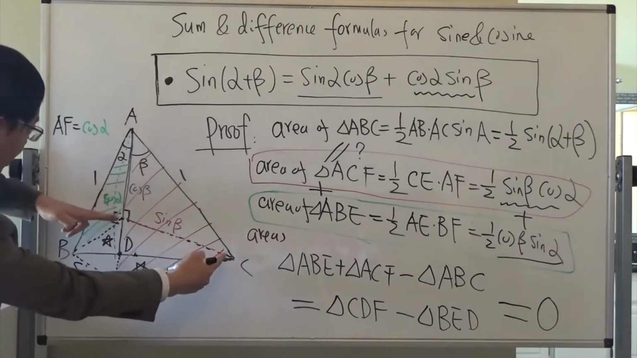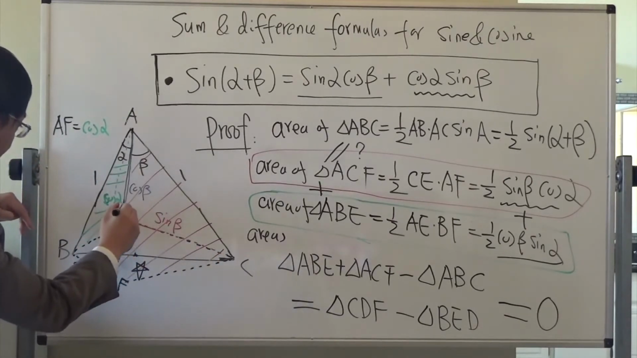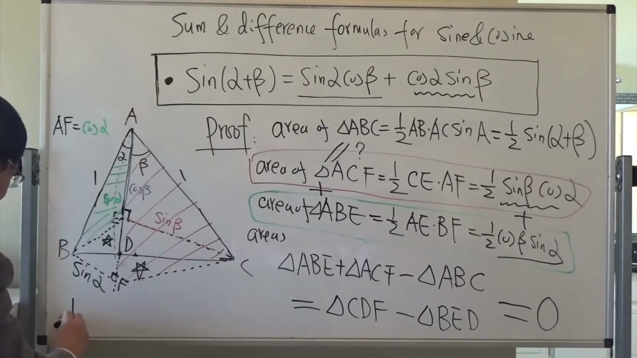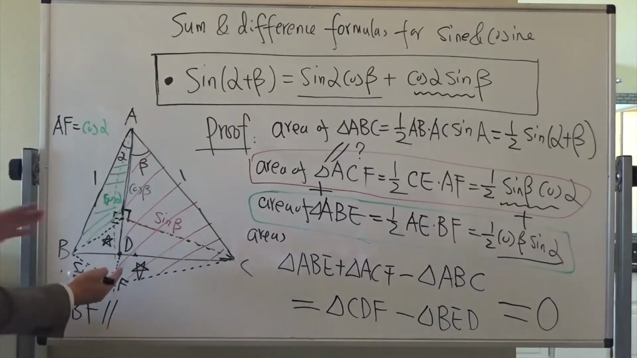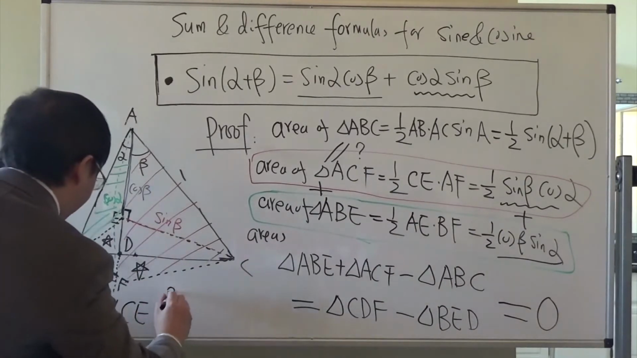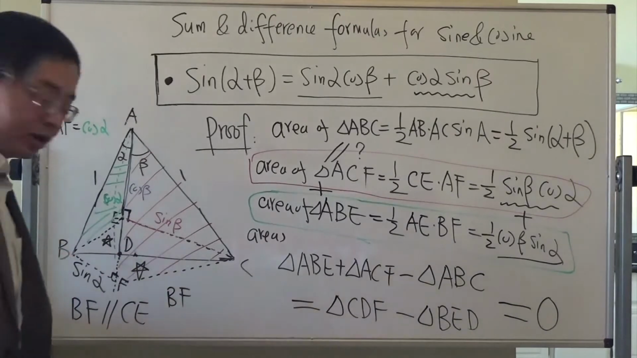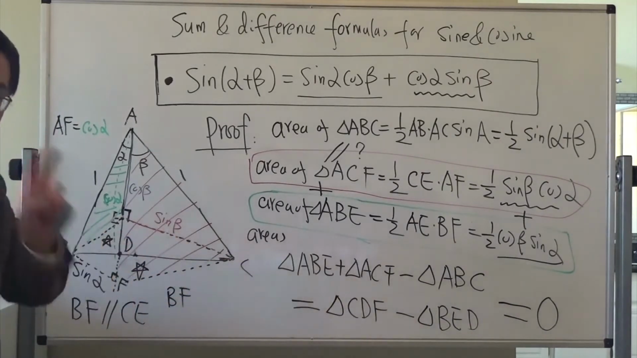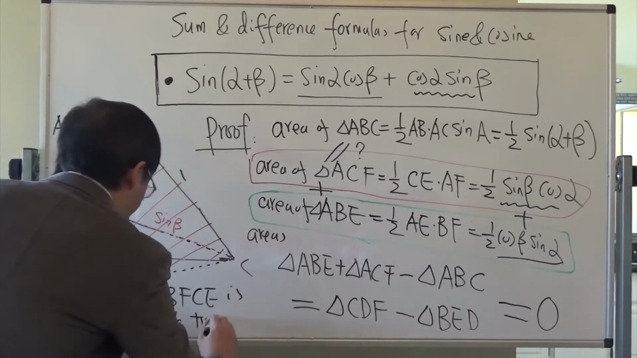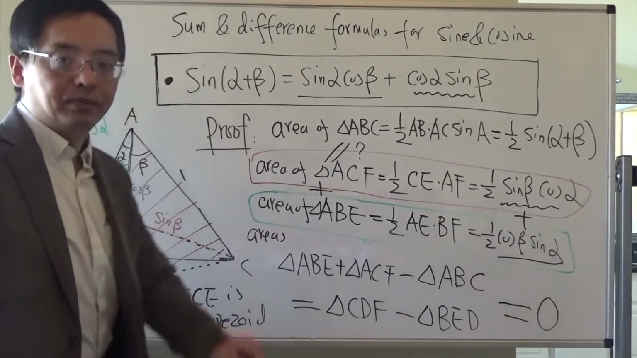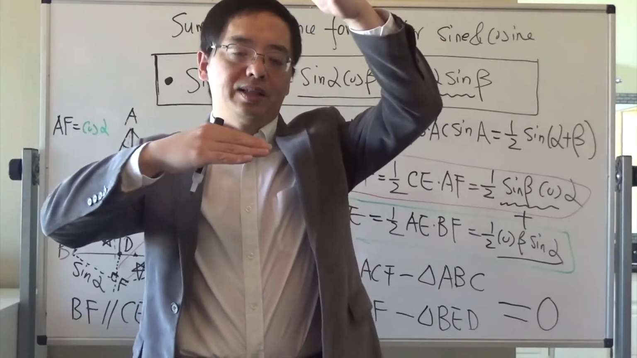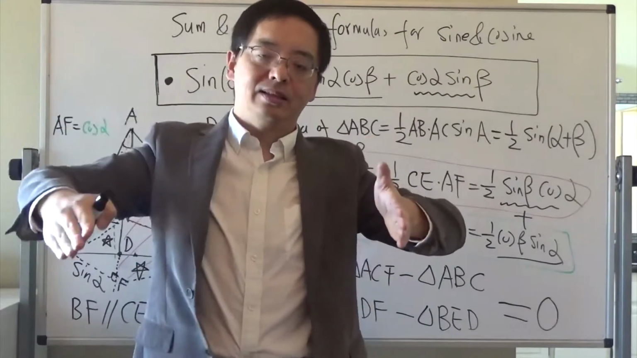BFCE. CE is perpendicular to AD, and BF is also perpendicular to the same line. So BF is parallel to CE. This tells us that the quadrilateral BFCE is a trapezoid. Now the point is, if we have a trapezoid, these two sides are parallel, and they are the bases.